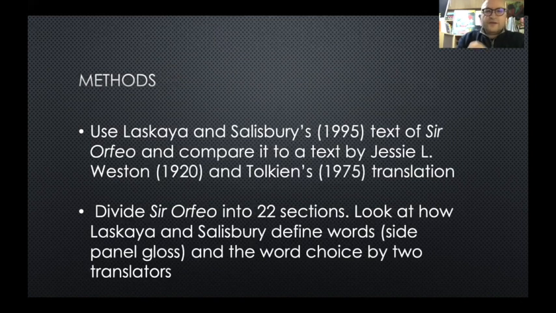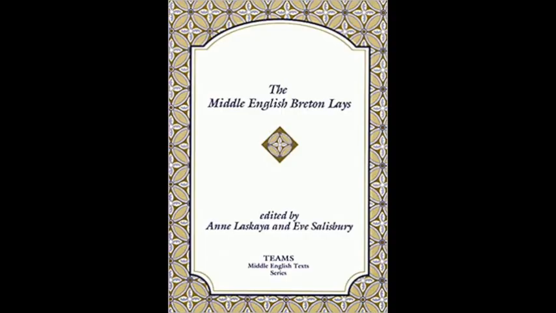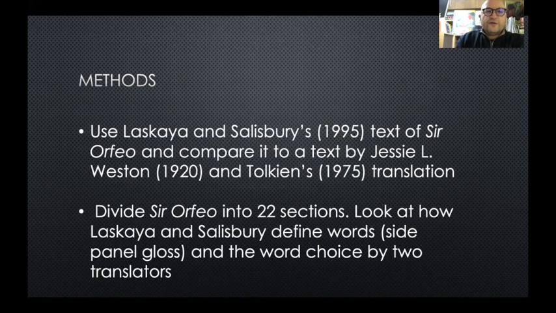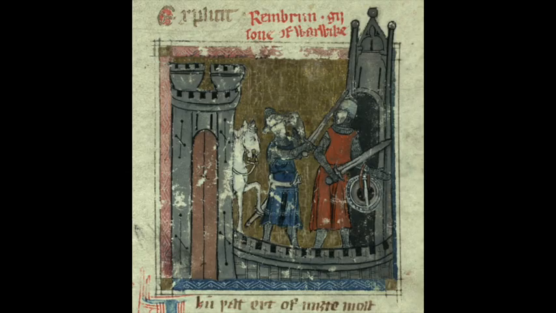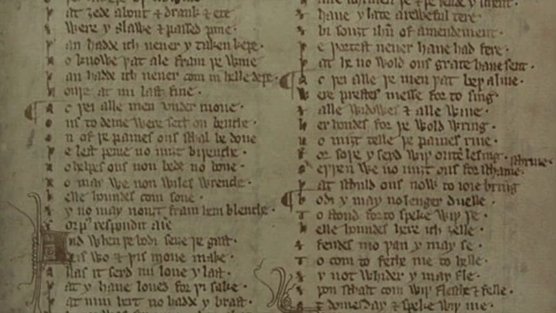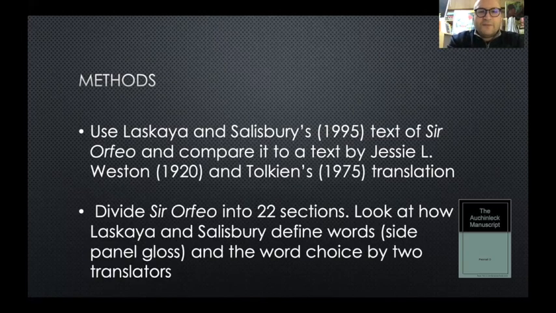Talking about my methods, I use the text by Lescaya and Salisbury. It's from the Medieval Institute, and it was published in 1995. It lists Sir Orfeo from the main manuscript, which I forget how to pronounce, but I'll write it in the text. And I compared it, like I mentioned, with Weston and Tolkien's translation.